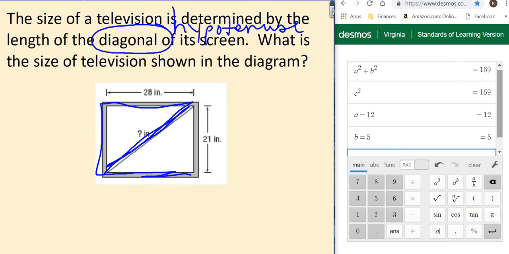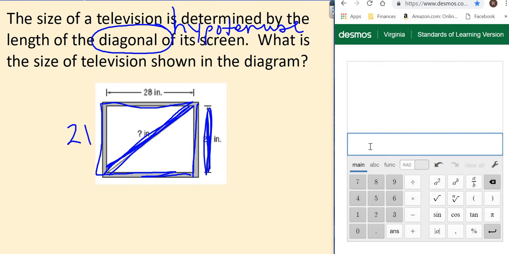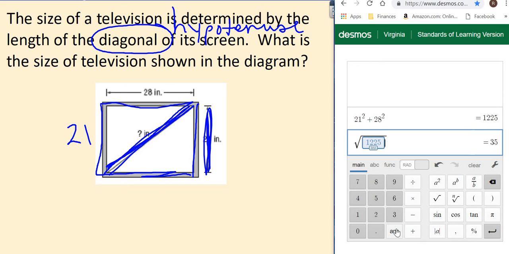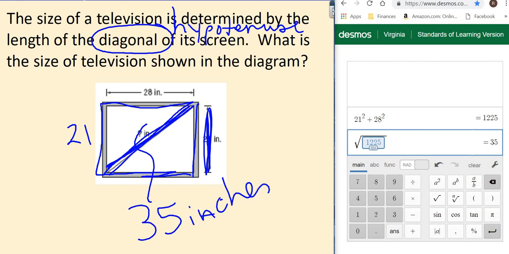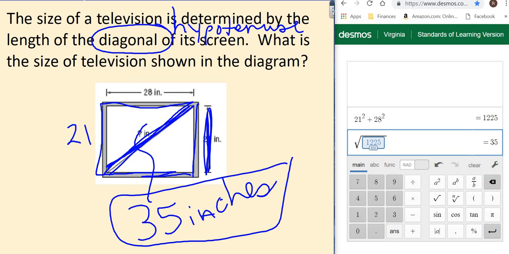Fortunately, we can look at this and tell that this is a rectangle. So if this is 21, then this is 21. So we have both legs looking for the hypotenuse. So if we have both legs, we're going to square them and add them together. So we've got 21 squared. We're going to add to that 28 squared. We're going to go to the next line, square root answer, and that means our hypotenuse is 35 inches. Okay, so it's a 35-inch TV.